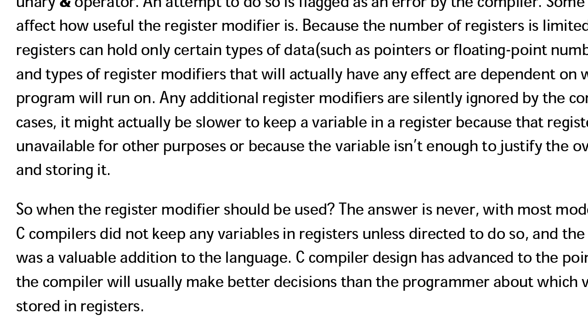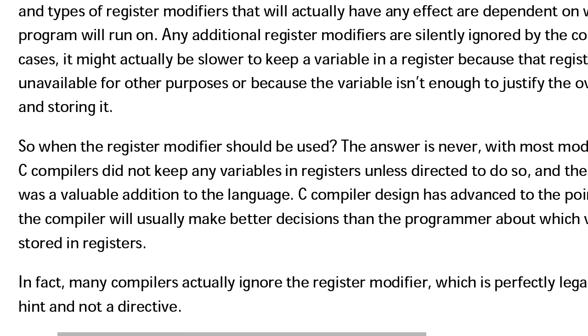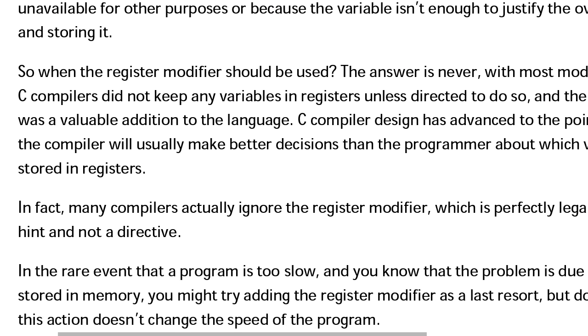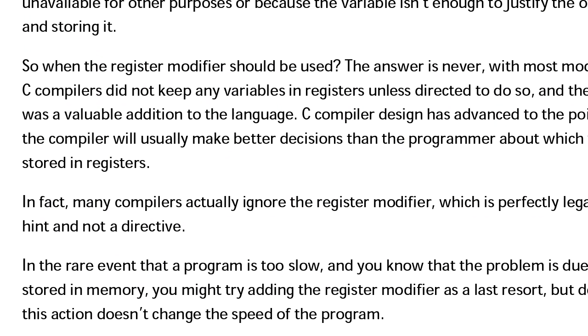C compiler design has advanced to the point, however, where the compiler will usually make better decisions than the programmer about which variables should be stored in registers. That means if you enable the optimization options, that itself is sufficient. In fact, many compilers actually ignore the register modifier, which is perfectly legal because it is only a hint and not a directive.